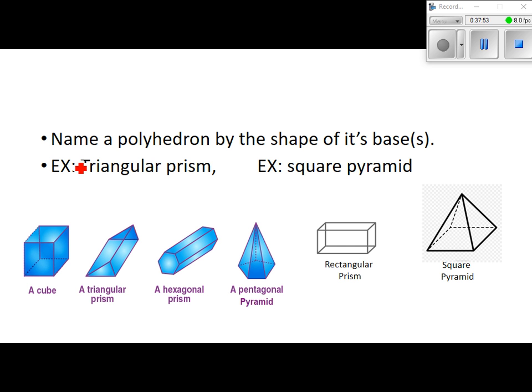Next one, what's that next one called? The next one up here. A triangular prism. The bases are what shapes? Triangles, all the rest of the faces are rectangles. Next one, a hexagonal prism. Next one, pentagonal prism. What's the last one? A square prism.